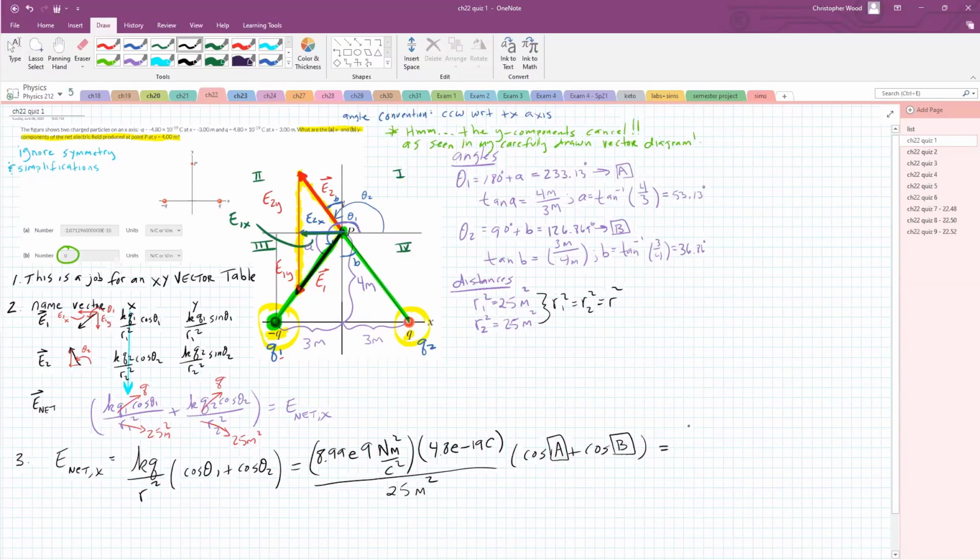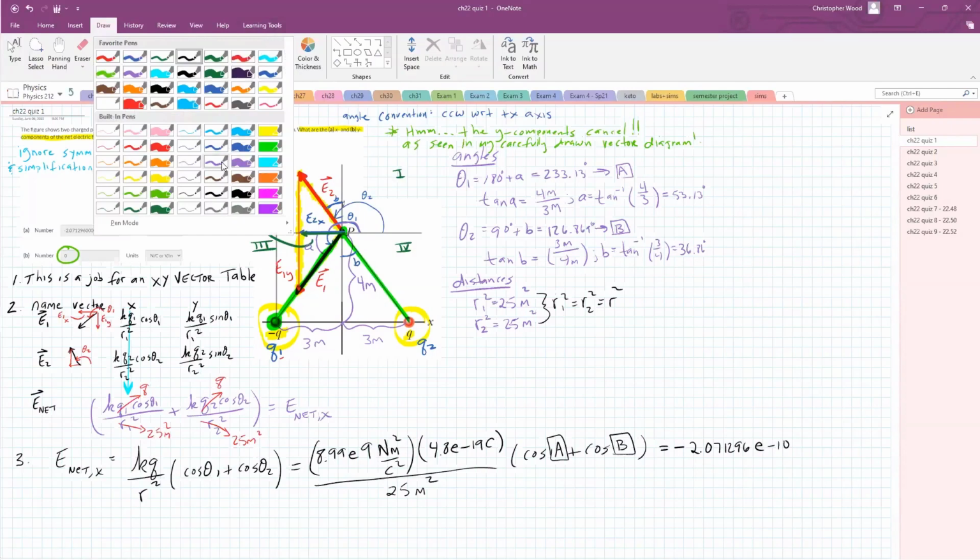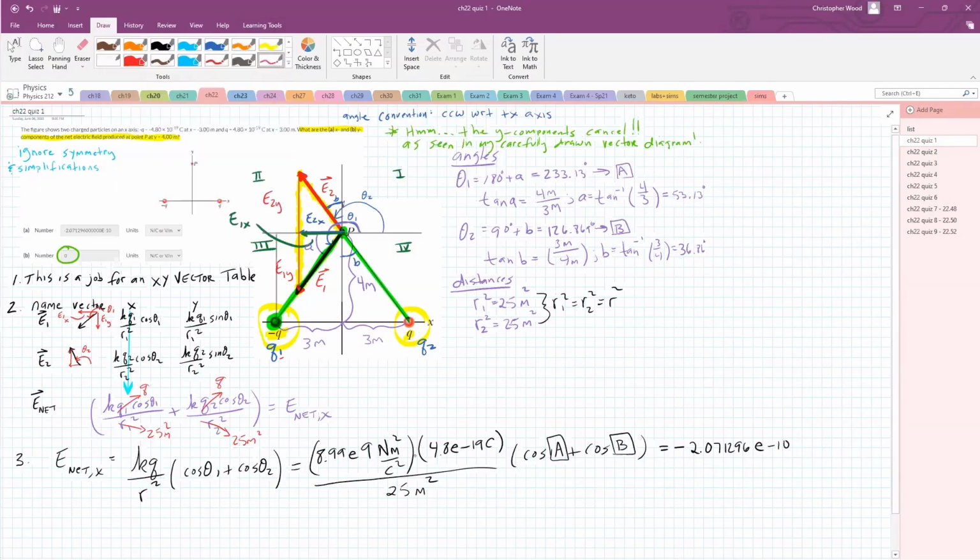Answers, calculator says, and you're definitely going to get a lot of good calculator workouts with these chapters. Lots of crazy big and crazy small exponents. Negative 2.07, 1296, 1296 times 10 to the minus 10th. And then I'll do dimensional analysis as you're hammering away. And again, the calculator part is oftentimes the challenge.